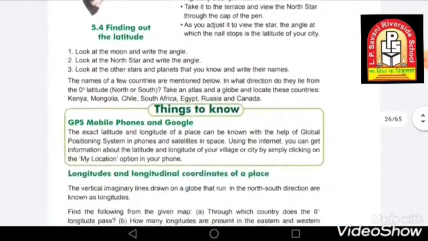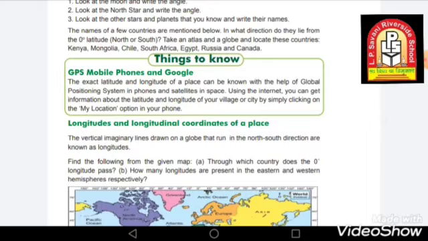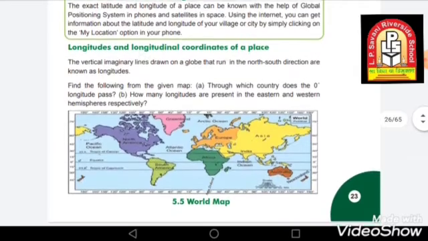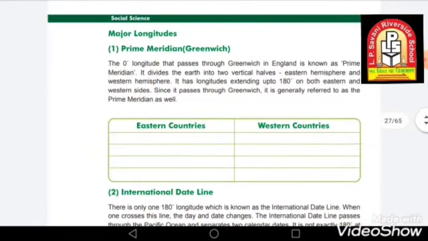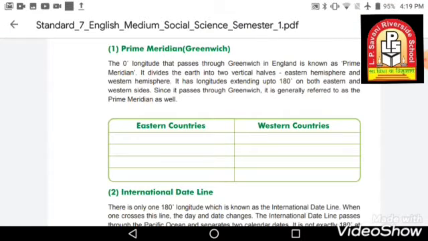So it has been already explained to you about the latitudes and longitudes, and now we are going to study about the major longitudes, the main longitudes of the whole world. Like the first is the prime meridian and the second major longitude is the international date line.